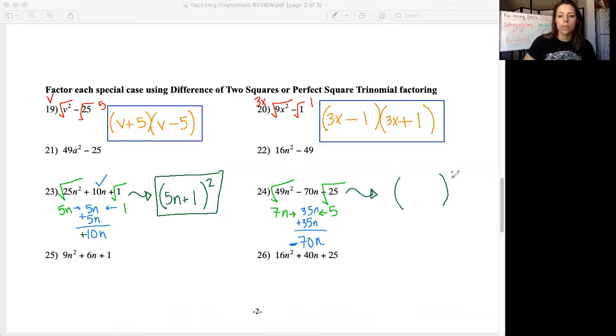It's going to be a binomial squared. The first term will be the square root of the first term, so 7n. Subtraction, because these add up to a negative middle term, and the square root of the last term, 5. Ta-da! Done. Let's see if that adds up. 7n squared is 49n squared. 5 squared is 25. 7n times negative 5 is negative 35, which if you were to double, you get negative 70. Bada bing, bada boom, we are done.